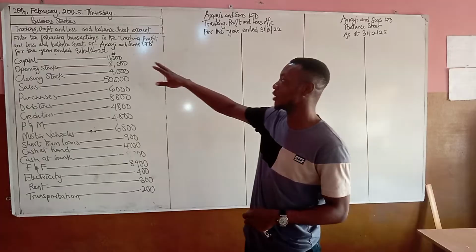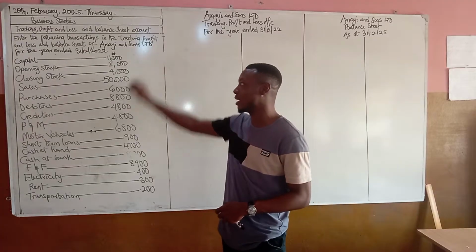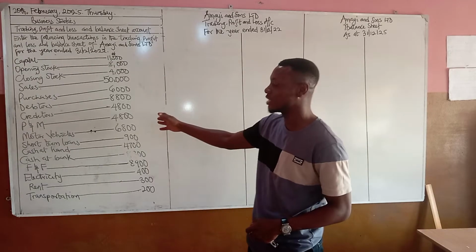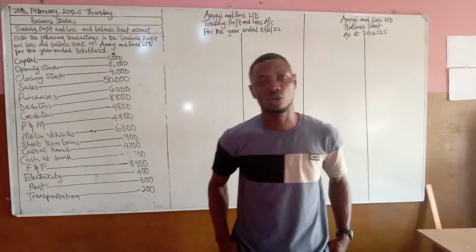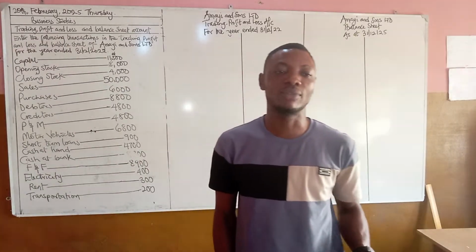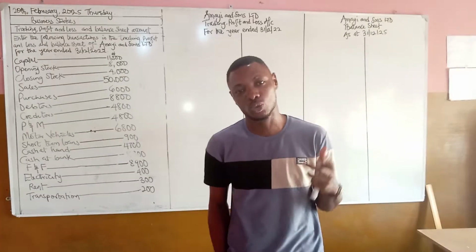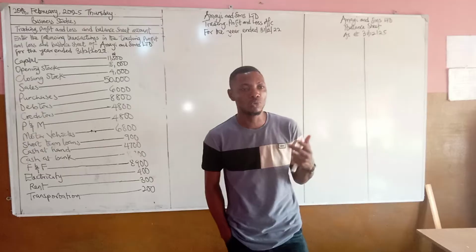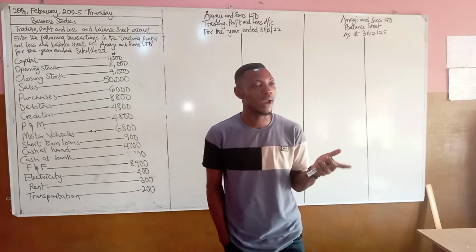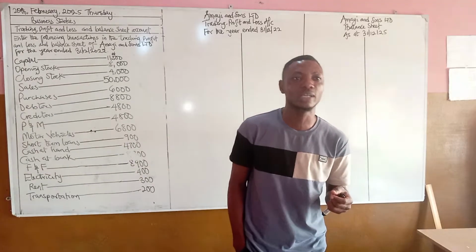It said we are to prepare trading profit and loss and balance sheet account, and the question has been given to us. Mind you, we can't just jump into the preparation of the balance sheet. We have to start from the trading account because we already know that the trading account is prepared for a sole reason. Now, who knows why we are preparing the trading account? What is the end goal?